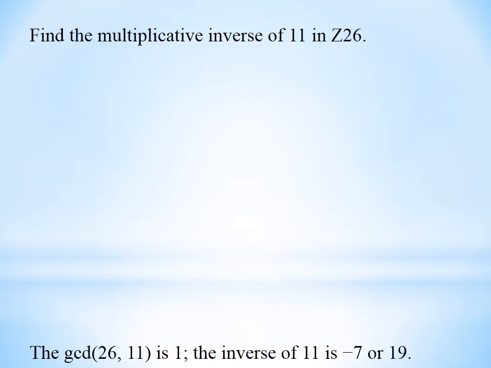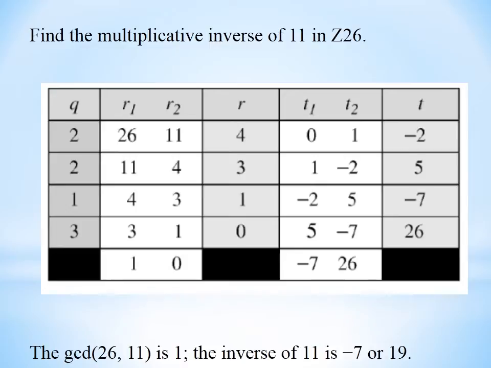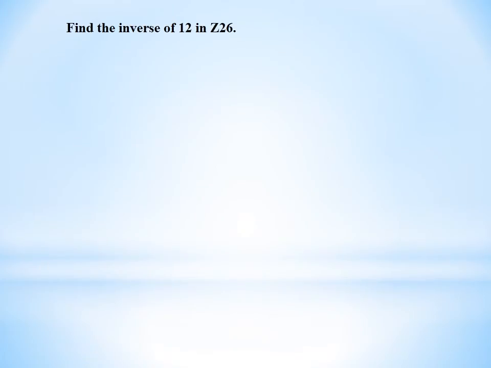Find the multiplicative inverse of 11 in Z26. The algorithm is the same, the process is the same. Here you can see we have assigned 26 to R1 and 11 to R2. The remainder that we have calculated is 4 and the quotient is 2. T is calculated as T1 minus Q times T2. It gives us minus 2 and so on. The greatest common divisor of 26 and 11 is 1. The inverse of 11 is minus 7, or we can say 19.